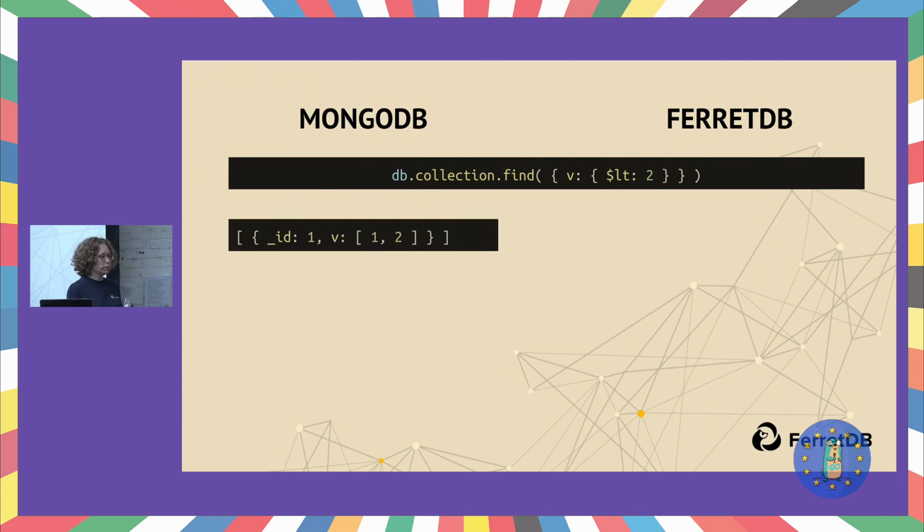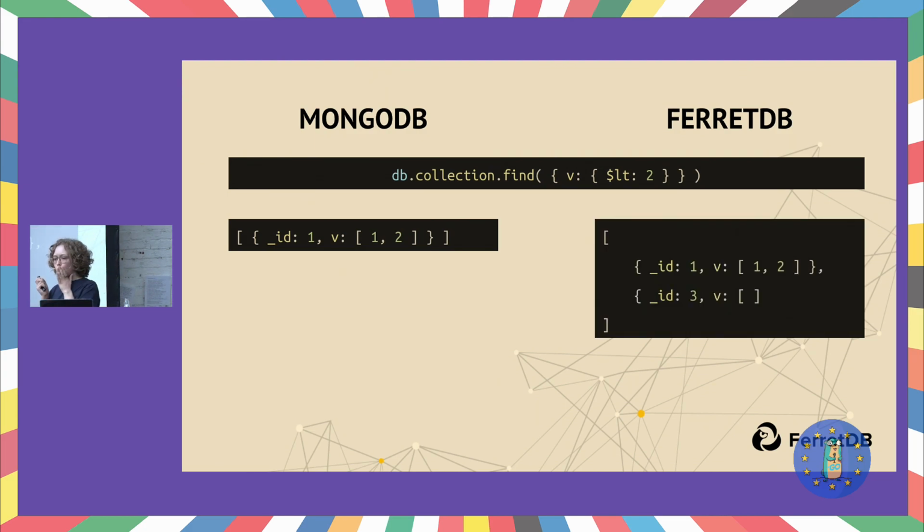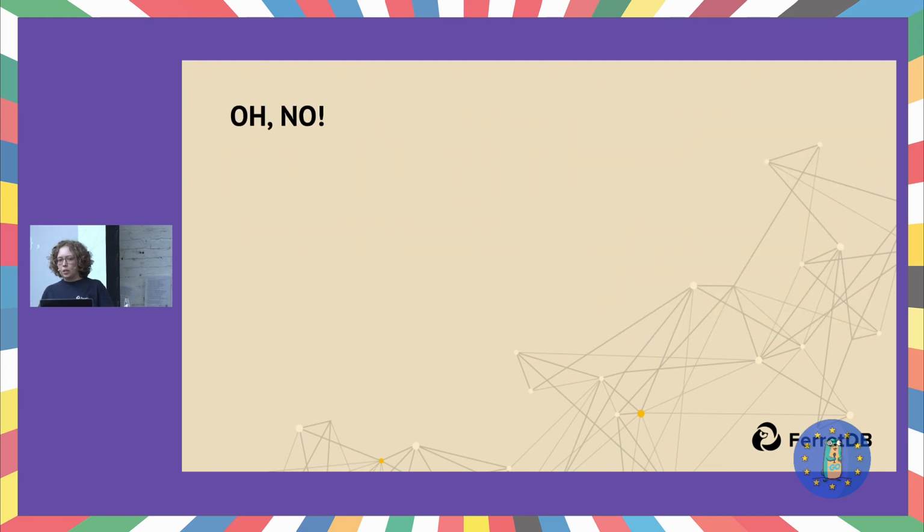OK, in case of MongoDB, we still receive the same results: the first document that has the array that met the condition. And now for FerretDB. Ooh, the result is different. FerretDB is not compatible with MongoDB anymore because we have an empty array. But an empty array doesn't really satisfy the condition, because it doesn't have an element that is suitable for this filter, that is less than 2. Oh no, we broke compatibility.